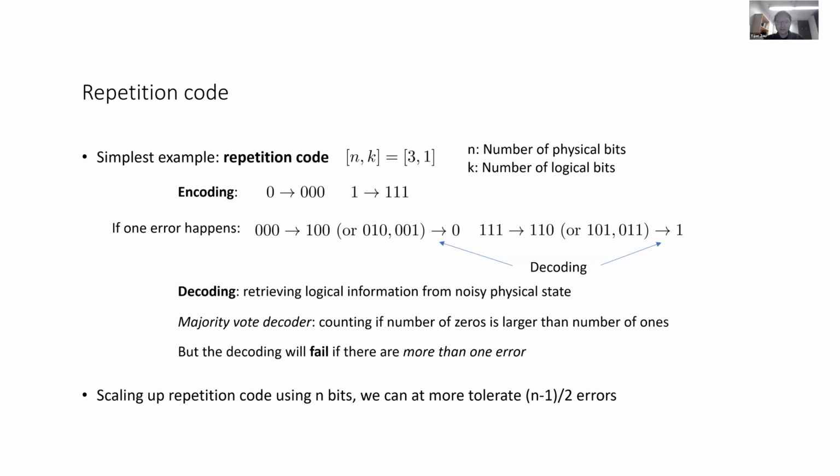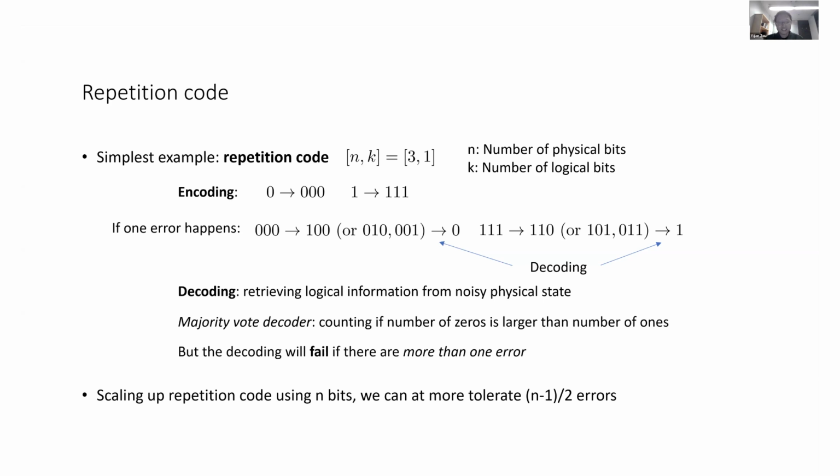Apparently, if just one error happens, then 0, 0, 0 still has more zeros than ones, so you can read off that the original information stored is 0. And if you find more ones than zeros, then you know that the original information is 1. But this procedure will fail if there is more than one error, right? If you have 2 errors, you will wrongly identify the original zeros as ones. So that is the drawback of this code, which can correct at most 1 error.